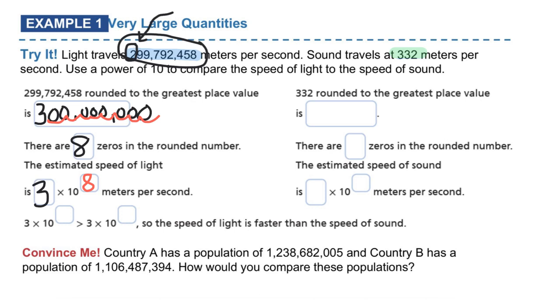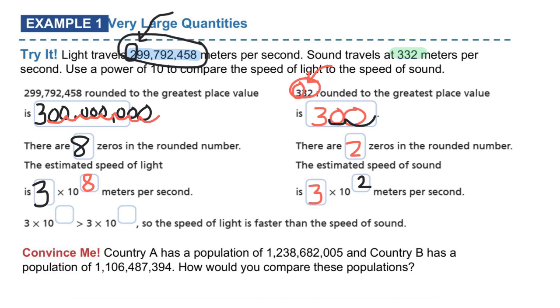Let's do the same thing with the meters per second for sound. We're going to round to the greatest place value, which is 3. This other 3 is not big enough to round up, so everything after the first 3 turns into zeros. There are 2 zeros. Remember, we're going to keep our 3. We are going to move from the end, 1, 2, 3 times 10 to the 2nd power.